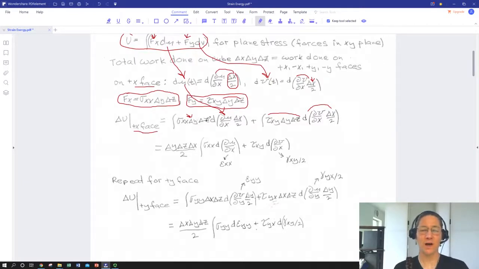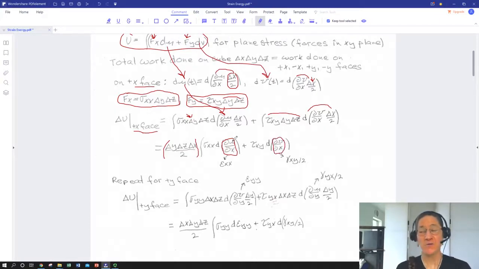Our delta y and our delta z, those are constants because the cube isn't changing dimension at this point. We're looking at a starting position, so we can pull those out, and we can pull out this 1/2 that is taking us from the origin to the x face, and that's part of our position. So we put those out in front of the integral, and so we're just left now with sigma xx times first derivative of our change in displacement with respect to x, and then our shear stress on the x face in the y direction, times d of sigma v sigma x.